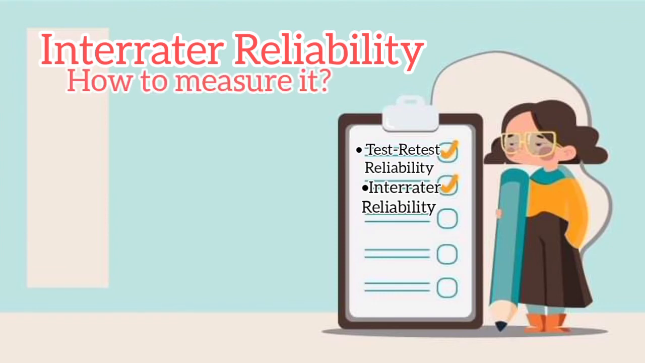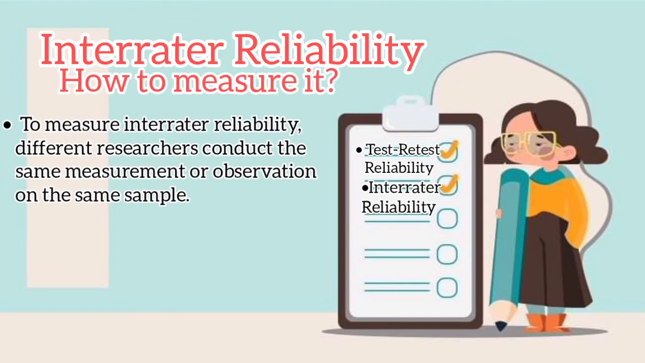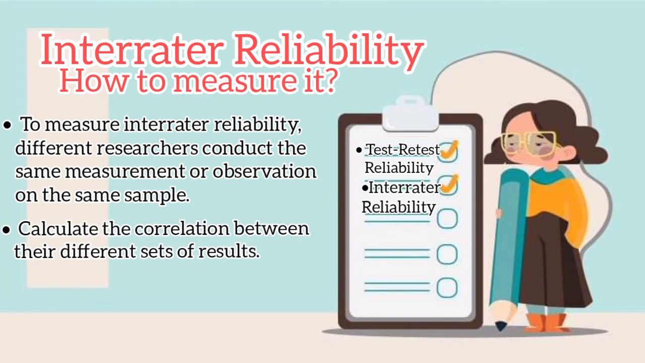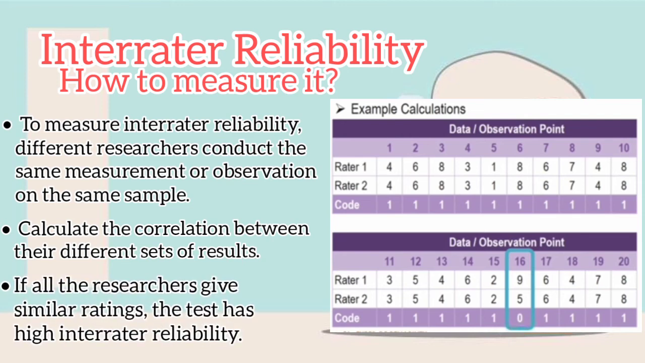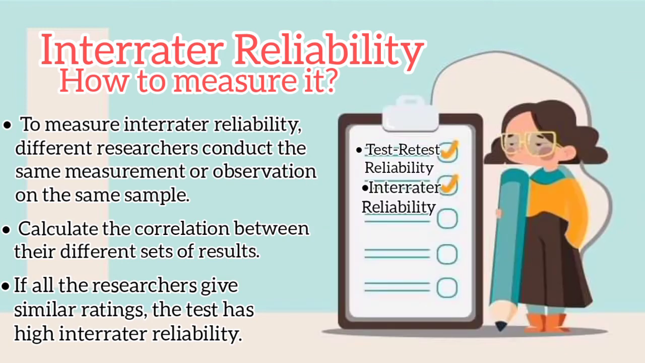So, how do we measure inter-rater reliability? To measure inter-rater reliability, different researchers or inter-raters conduct the same measurements or observation on the same sample, then calculate the correlation between their different sets of results. If all the researchers give similar ratings, the test has high inter-rater reliability.